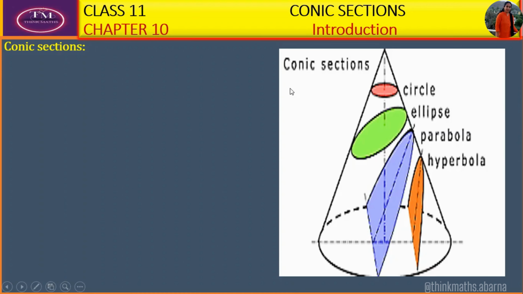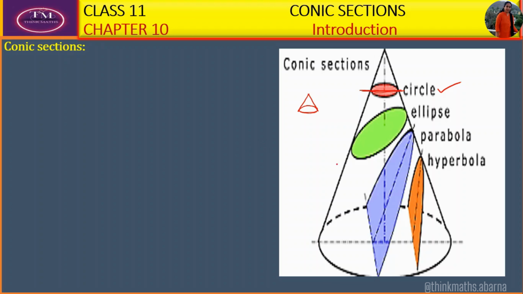Now let us consider this cone, which is in the shape of an ice cream cone. Here you have four shapes: circle, ellipse, parabola, and hyperbola. These are the four shapes we are going to learn in this chapter. In this cone, if we cut the cone here with a straight line, then you will get a circle. You will get the shape of a circle at the base when you cut the cone here.